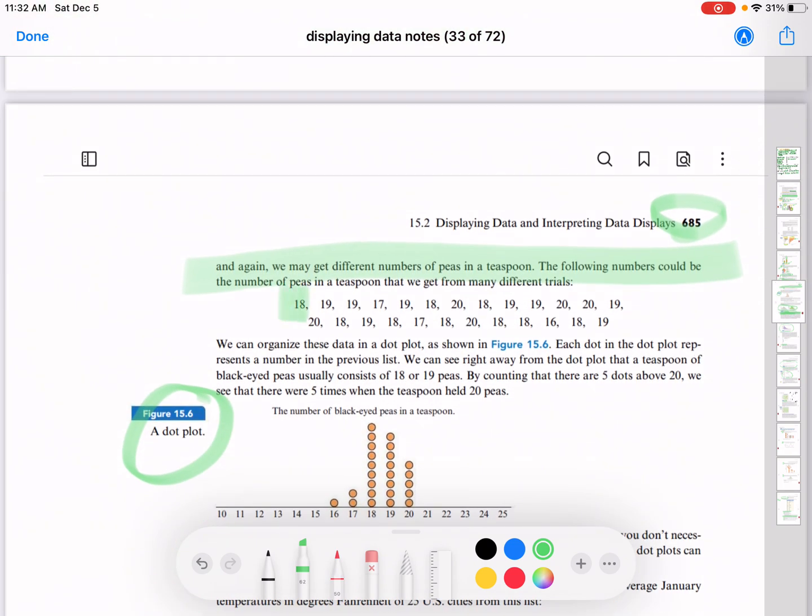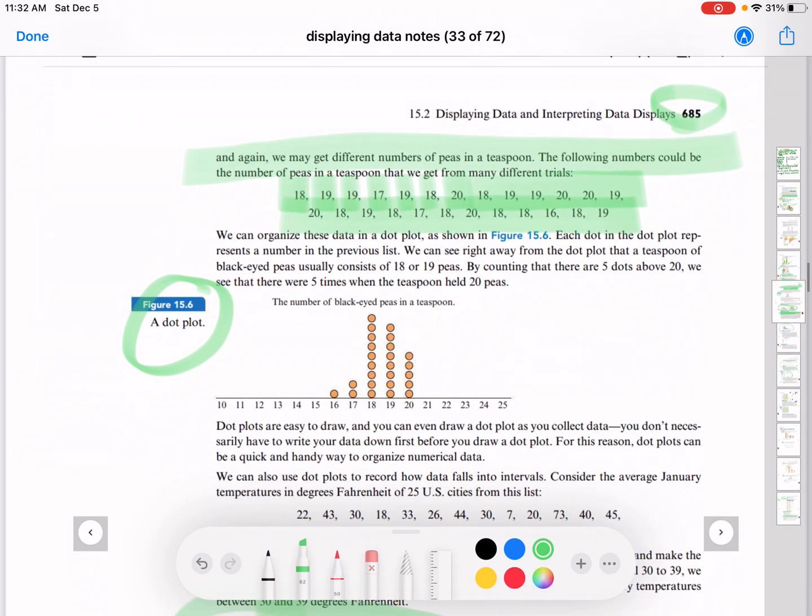In the first scoop, they got 18 peas, then 19 and 19 and 17 and 19 and 18 and 20. So you just keep scooping peas, and each time you scoop, you count how many peas were in the spoon. And you could see there was a lot of repeat numbers. For example, 18 peas were scooped 1, 2, 3, 4, 5, 6, 7, 8, 9 times did we get 18 scoops, which hopefully is what we have up here. 1, 2, 3, 4, 5, 6, 7, 8, 9 times.